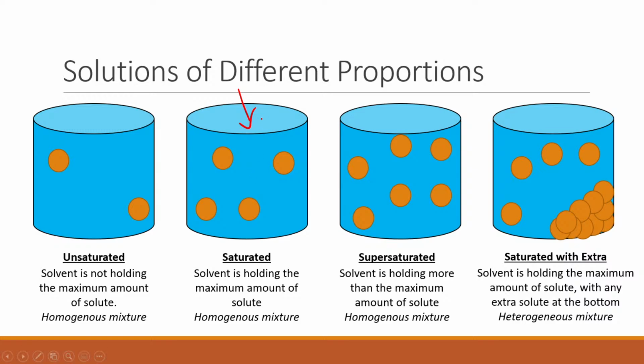Then we have 2 options. Option A, we add more salt very slowly and very carefully, and the water becomes supersaturated, holding more salt than it should be able to hold. Or option B, we add salt super slowly, super carefully, and the water doesn't hold it, and that salt just settles down to the bottom here.